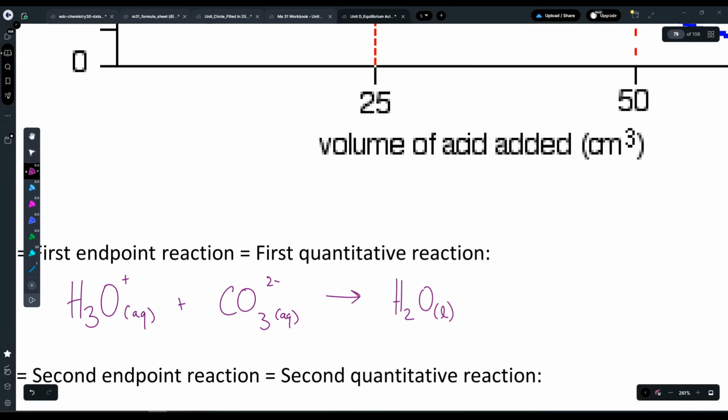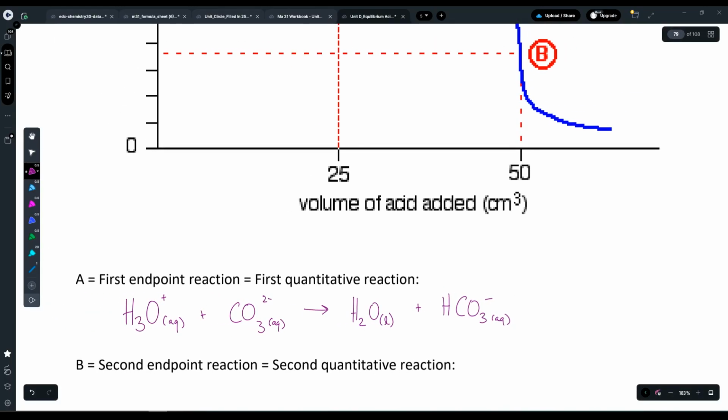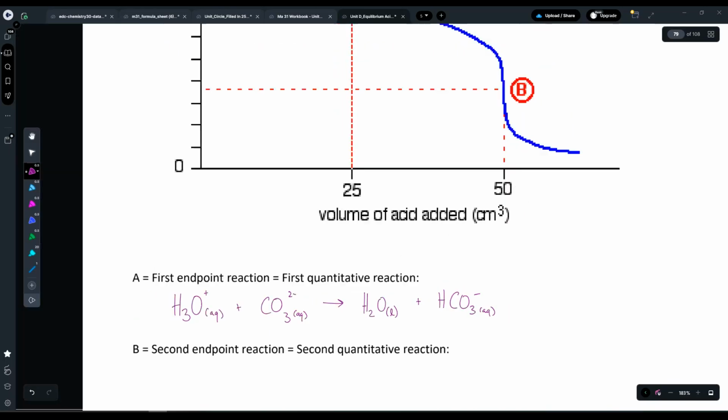So remember, water, the state of that is always going to be liquid. It is not going to be aqueous, because if you put water as aqueous, basically you're saying water is dissolved in water, which doesn't make a whole lot of sense. You just have a whole lot of water there. All right, so that is our first quantitative reaction there.